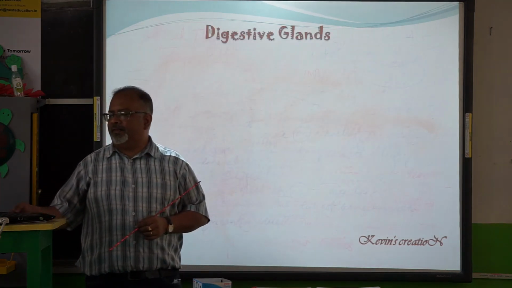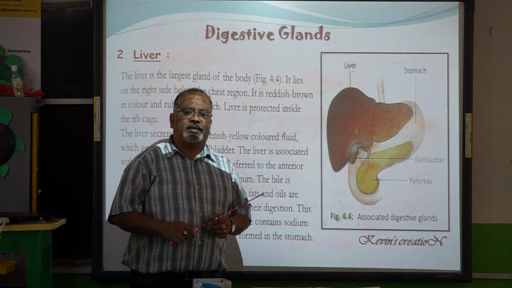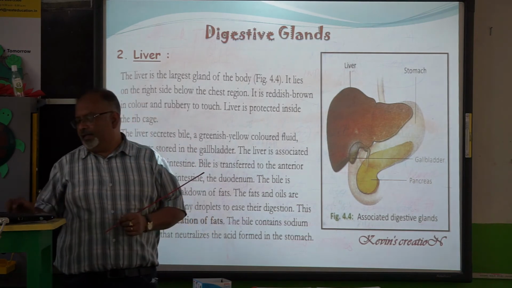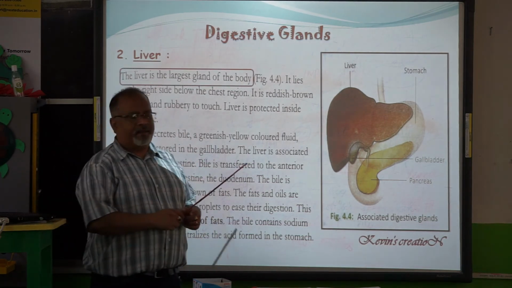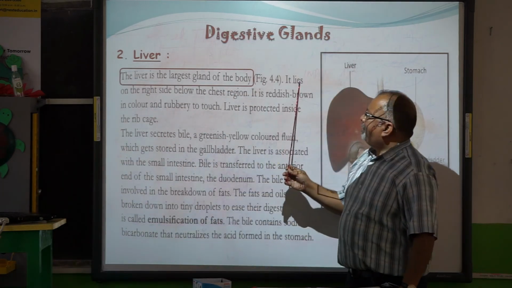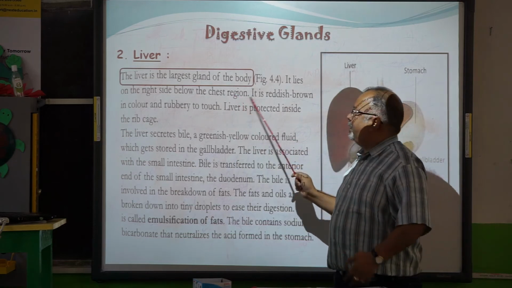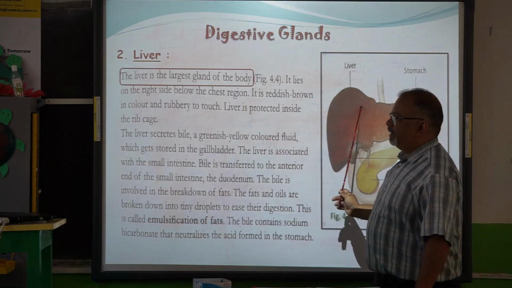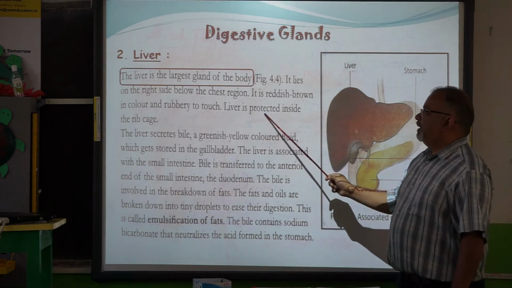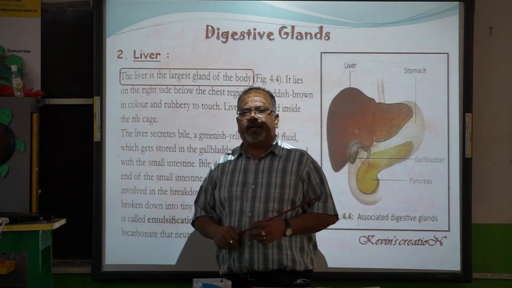Next digestive gland we have is liver. Liver is also the largest organ of our body, or largest gland of the body. Here you can see. Liver is the largest gland of the body. It lies on the right side below the chest region, here. It is reddish brown in color and rubbery in touch. It is protected inside by the rib cage. So this is the rib cage which protects the liver.